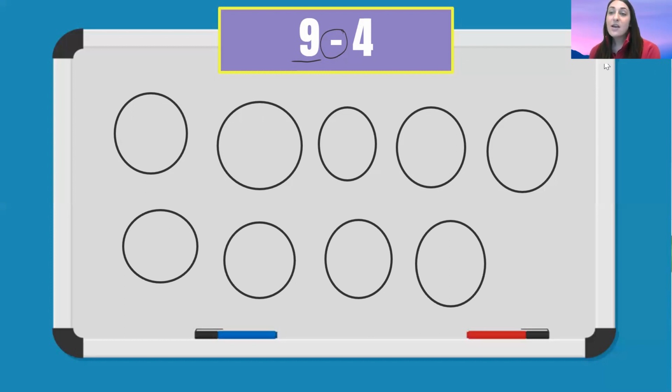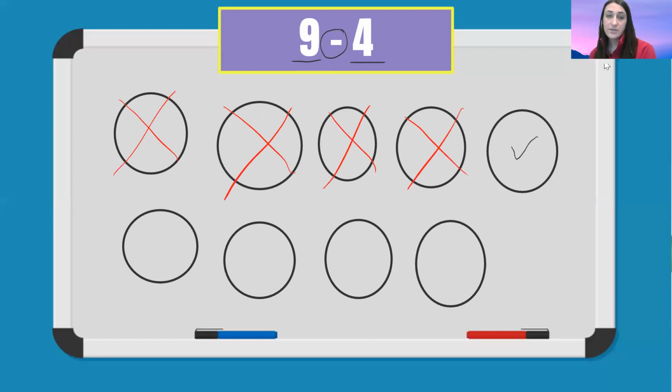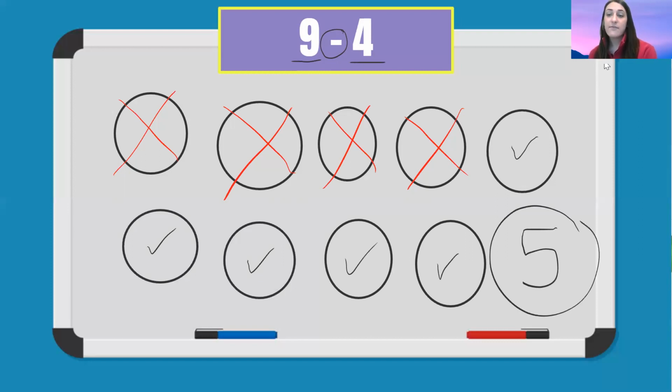Now we're going to take away or cross out 4. Let's do that together. 1, 2, 3, 4. Let's count how many are left over to find our answer to this subtraction problem. 1, 2, 3, 4, 5. That means 9 minus 4 equals 5.